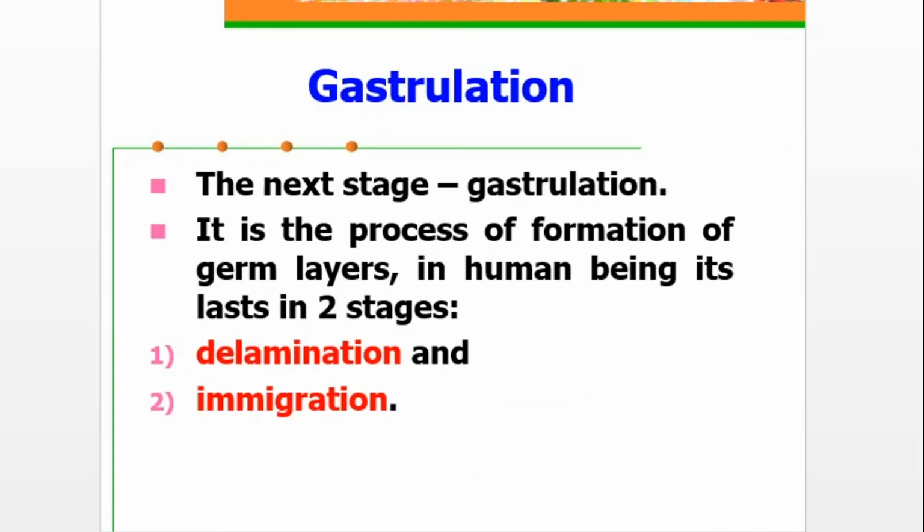The next stage after cleavage is gastrulation. Gastrulation is a complex process of chemical and morphological changes in the embryo, which leads to formation of germ layers, ectoderm, endoderm, and mesoderm, and the formation of axial organs. Human gastrulation passes through the next stages, delamination and migration.